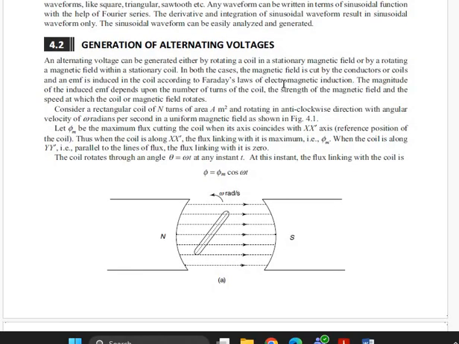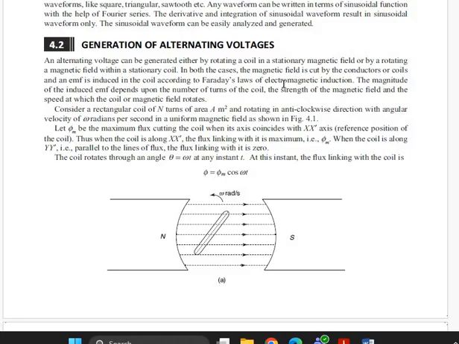So how are alternating voltages generated? Alternating voltages can be generated either by rotating a coil in a stationary magnetic field or by a rotating magnetic field with a stationary conductor. In both cases, the magnetic field is cut by the conductors or coils and an EMF is induced in the coil according to Faraday's law of electromagnetic induction.